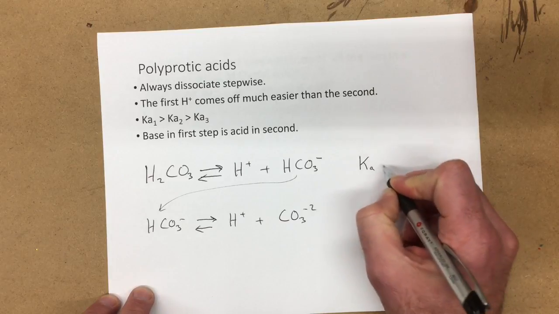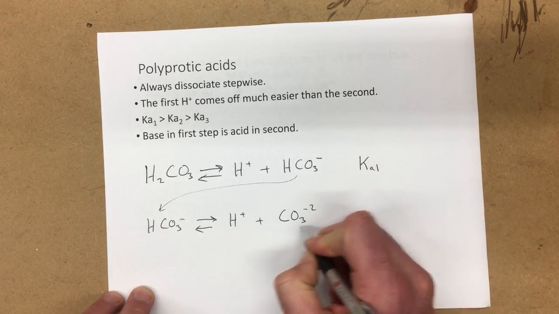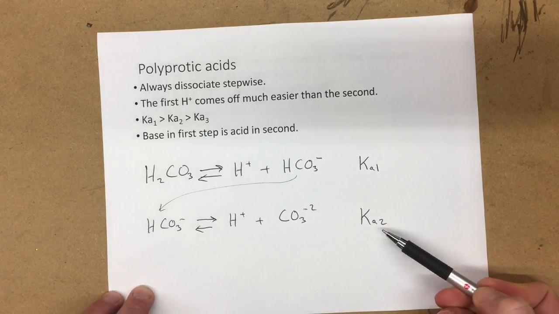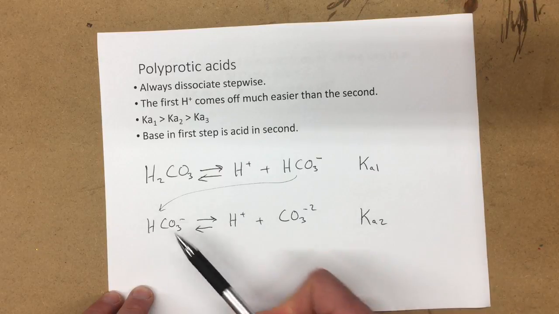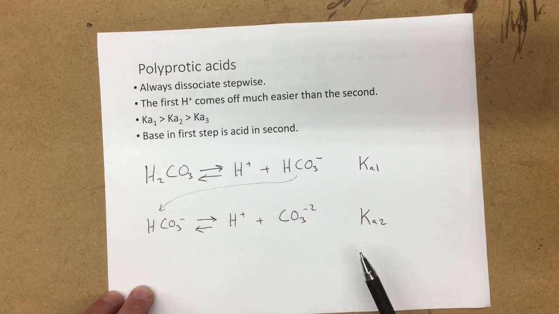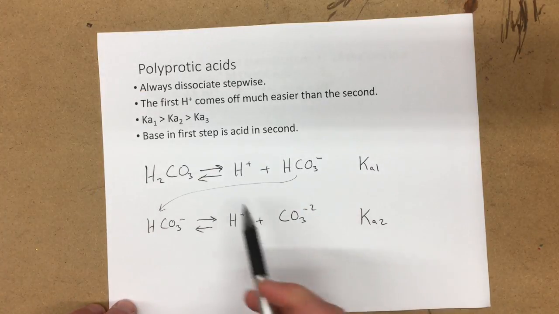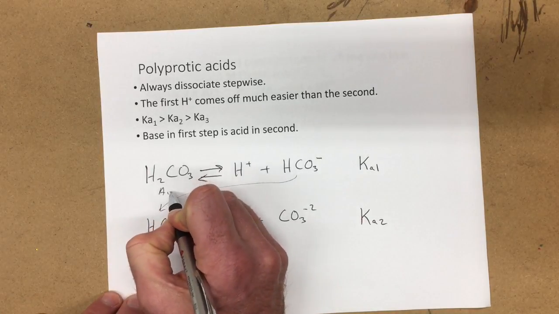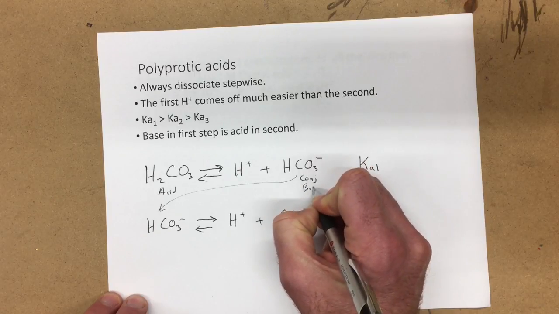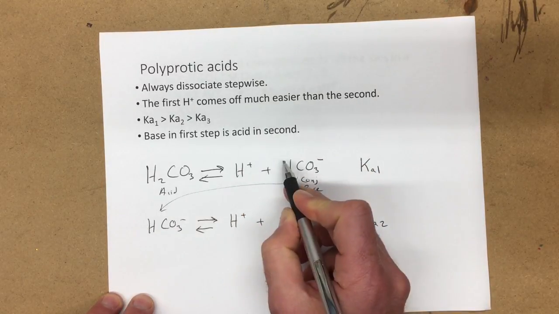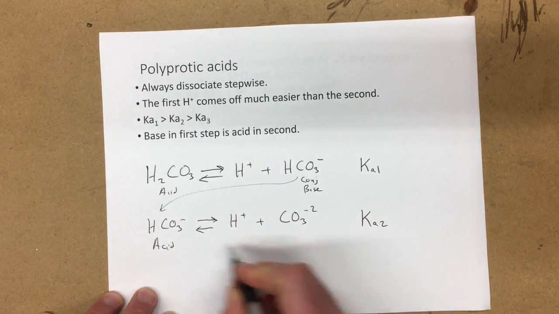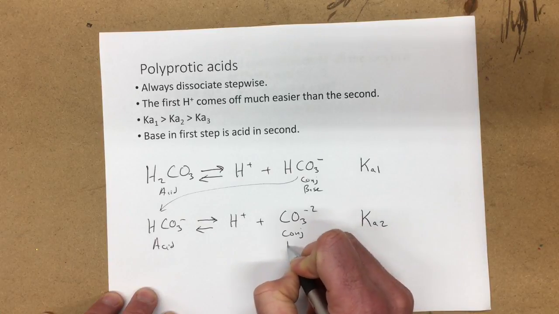The equilibrium constant for this one would be Ka1, and for this one it would be Ka2. Ka2 is always much, much smaller than Ka1 because it's always harder to lose the second hydrogen; less of these lose the second hydrogen than lost the first. In this equation right here, here's your acid and here's your conjugate base. Whatever's the conjugate base from that loss of the first hydrogen is going to act as your acid in your second step, and then this will make another conjugate base.